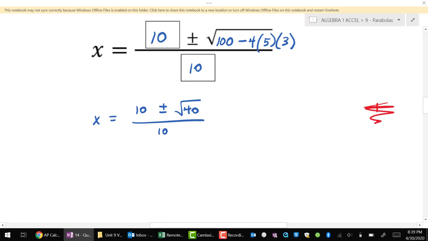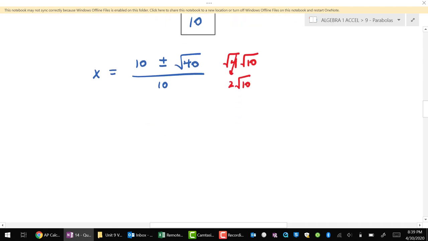But rather stick to our process here with Mickey Mouse reduce in a little bit. But first, let's fix that root 40. In root 40, I can do 4 times 10. And radical 4 becomes a regular 2. So I have 10 plus or minus 2 root 10 all over 10.